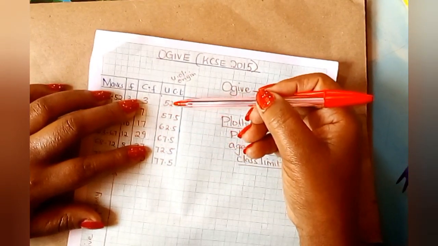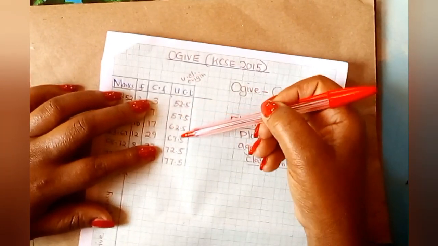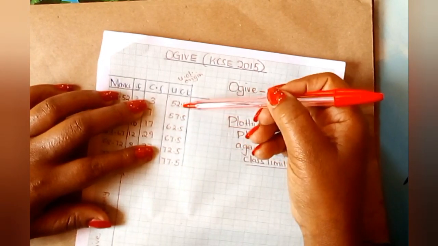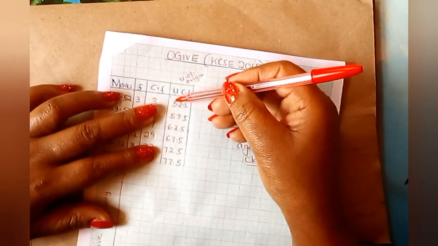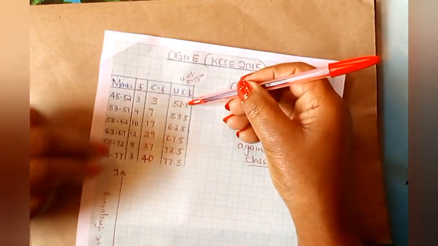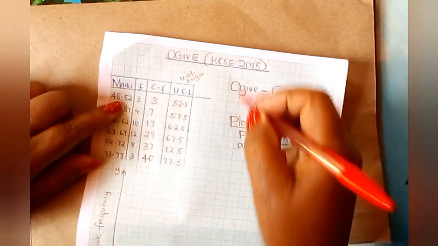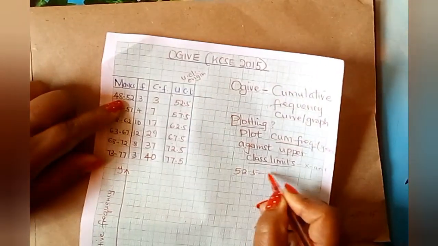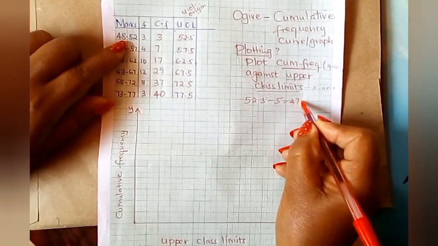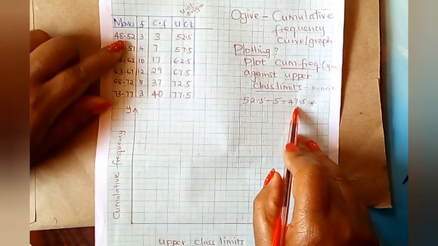We look for the differences here. If you subtract this minus this, you'll get 5. This minus this gives you 5. This minus this also gives you 5. So the difference between these UCLs is 5. So what would be the UCL before this one if there was a class before this class? You subtract 5 from here. So 52.5 minus 5 gives you what? 47.5. Look at that. This is the one that you'll fix at the origin.